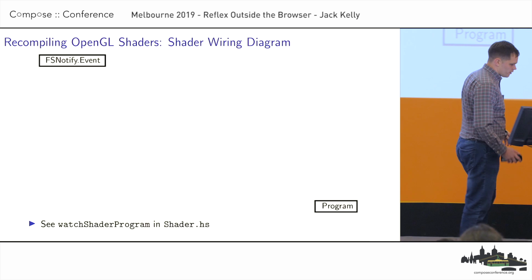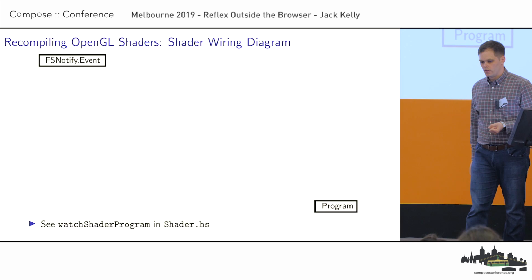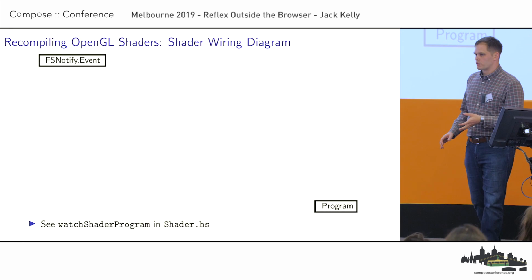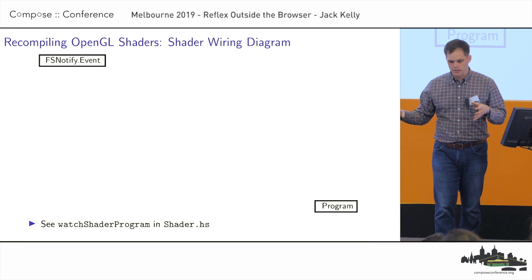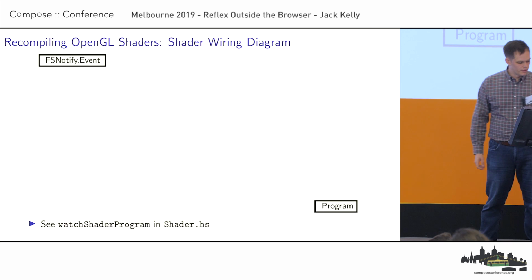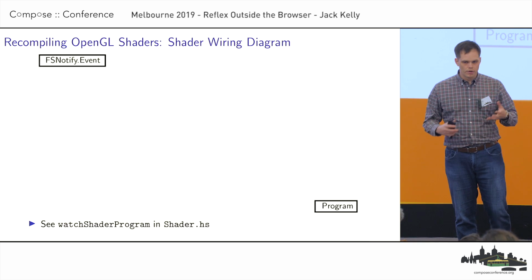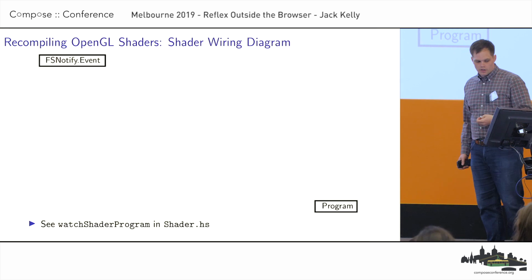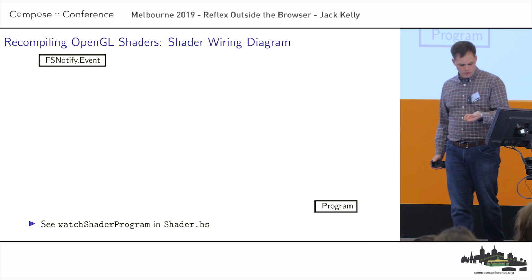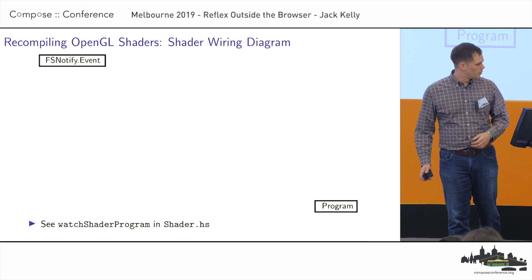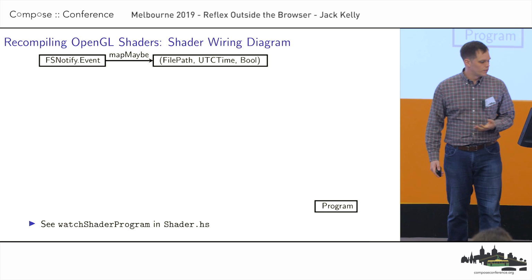So what I'm going to do now is I want to build from fsnotify events to compiled OpenGL shader programs. So the simple version of the story is I want to compile a fragment shader and a vertex shader, link them into a program that runs on the GPU so that I can go and draw stuff. Every box on this slide is a reflex event of whatever type's inside. So I want to start with an event of fsnotify events and get to an event of compiled OpenGL shaders.